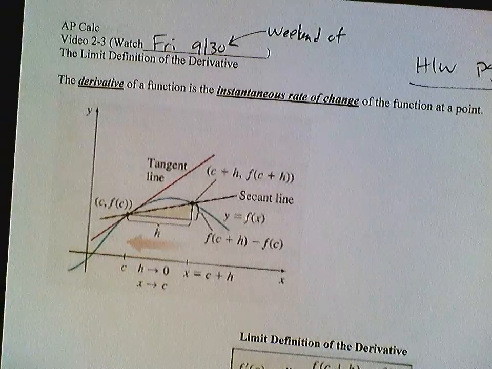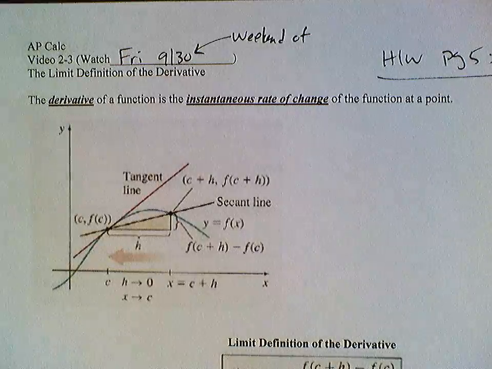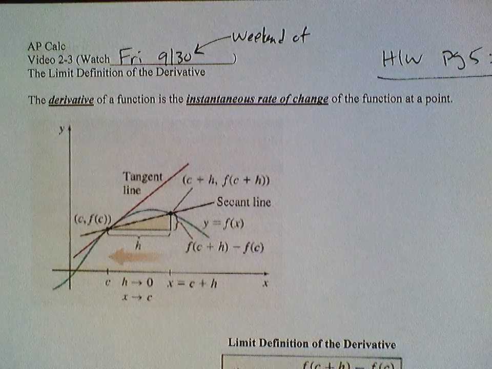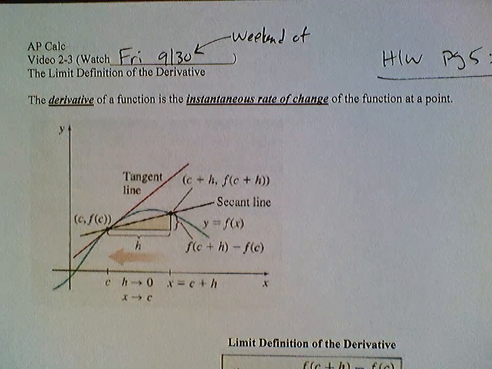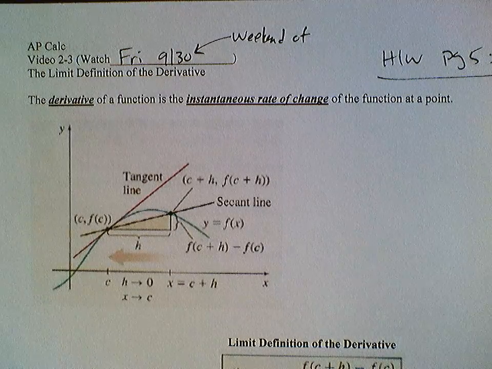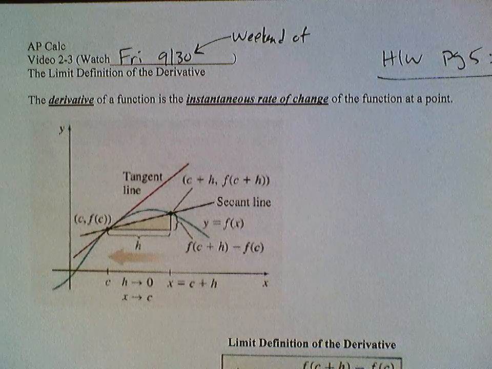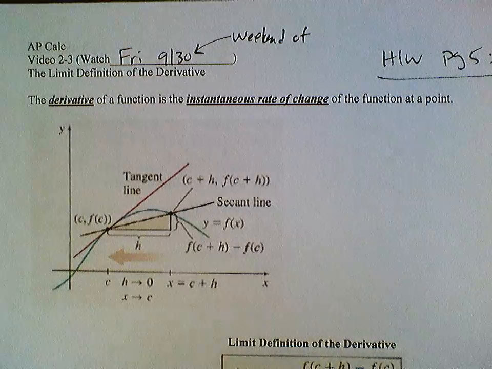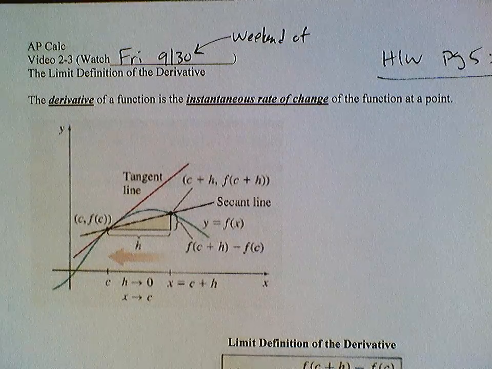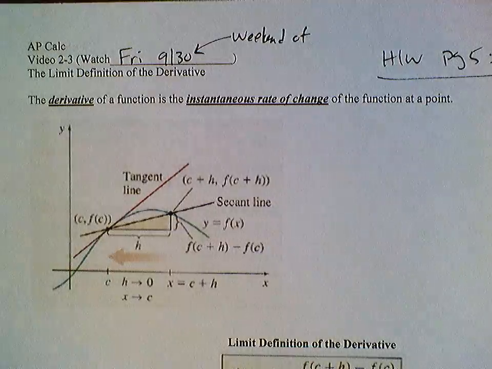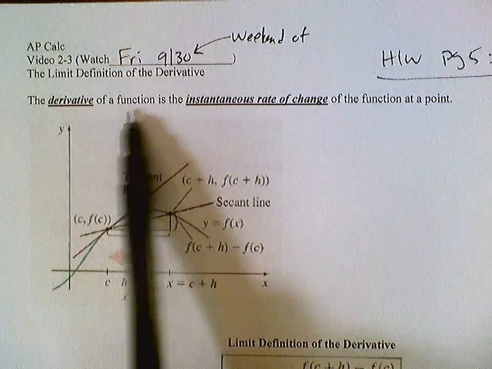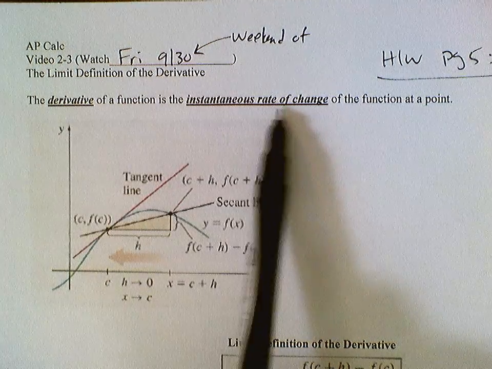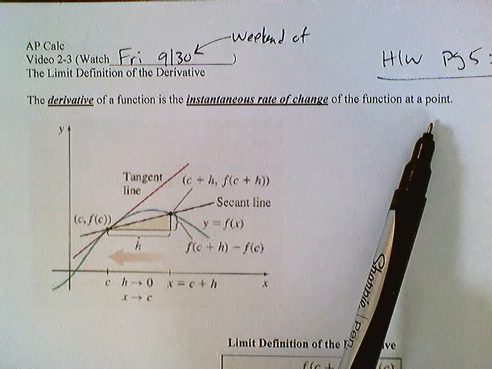Okay, so today we are going to use the limit definition of the instantaneous rate of change of a function at a point, otherwise known as the derivative, otherwise known as the slope of the tangent line. Okay, so the derivative of a function is the instantaneous rate of change of the function at a point.